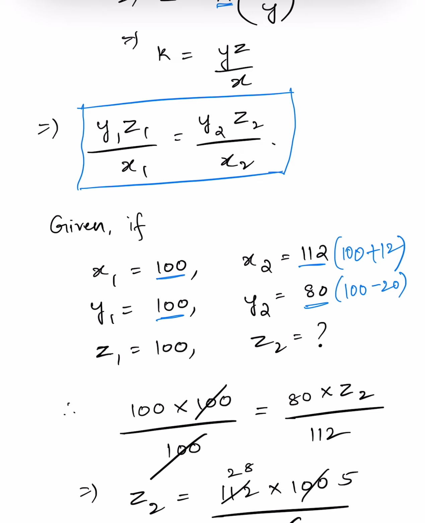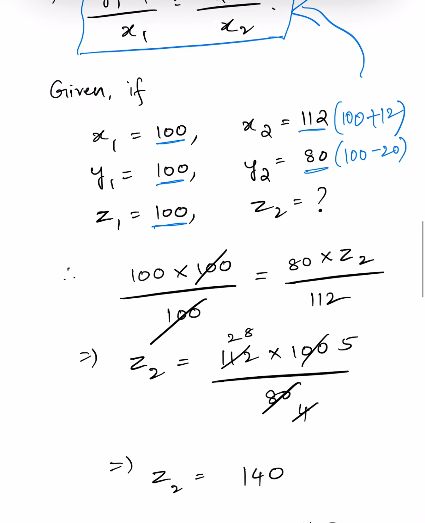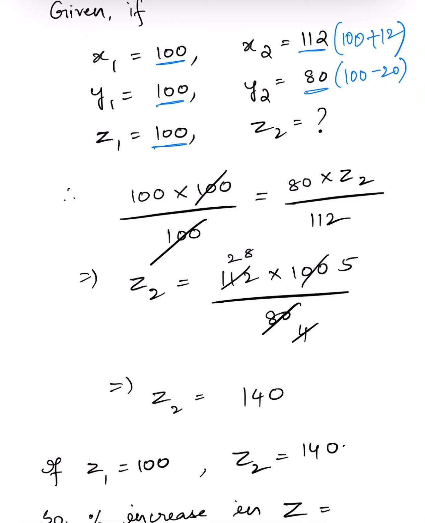So we know x1, x2, y1 and y2. We know z1 is 100. We have to find the percentage increase in z. That means we have to find z2. So let us put these values in y1 z1 by x1 equals y2 z2 by x2. So 100 into 100 by 100 equals 80 into z2 by 112. So z2 equals 112 into 100 by 80. After simplification z2 will be 140.